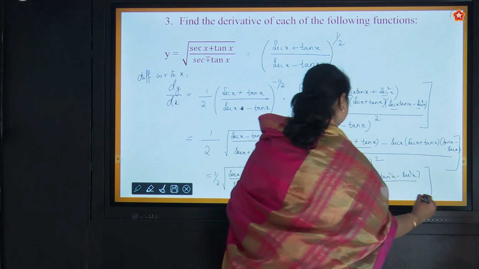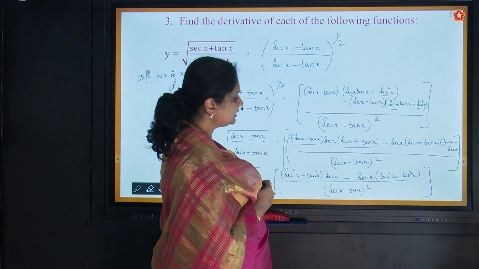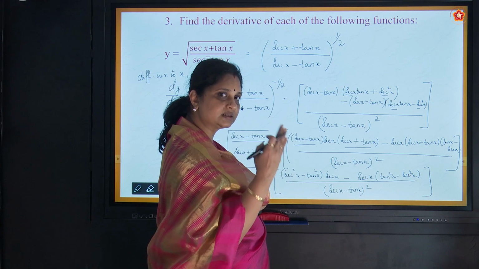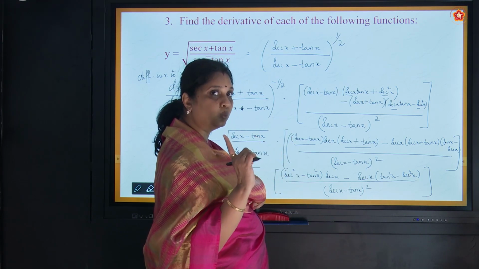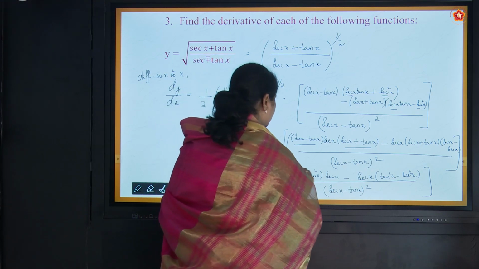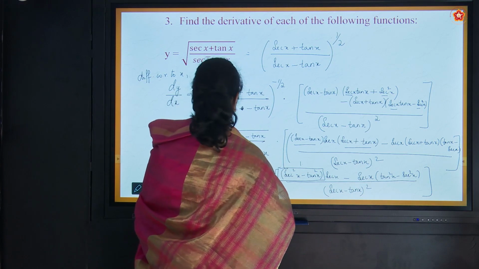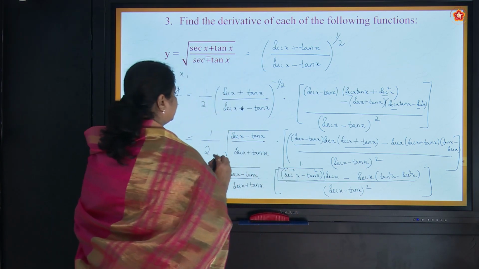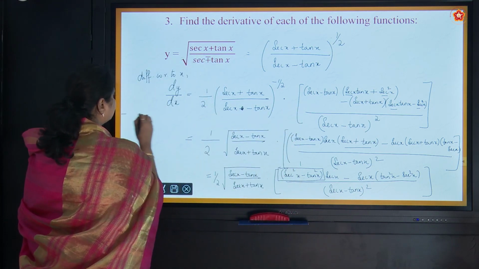Observe carefully. What is secant square x minus tan square x? 1 by cos square x minus sin square x by cos square x. That is 1 minus sin square x by cos square x, which is going to give me 1. So this is equal to 1. This you have learnt in your junior grades. So let's apply the identity here.